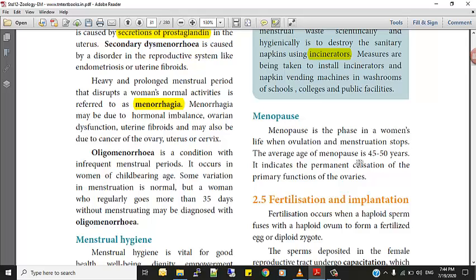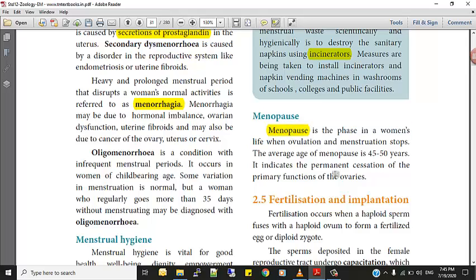The average age of menopause is 40 to 50 years. It indicates the permanent cessation of the primary functions of the ovary. So final cessation means stopping. What is the primary function of the ovary? It is ovulation, isn't it? After the ovum is ejected from the Graafian follicle, it travels into the fallopian tube, and finally the uterus. If fertilization is not taking place, it comes out as a menstrual flow. We know that. So if that function is stopped, then the situation is called menopause.